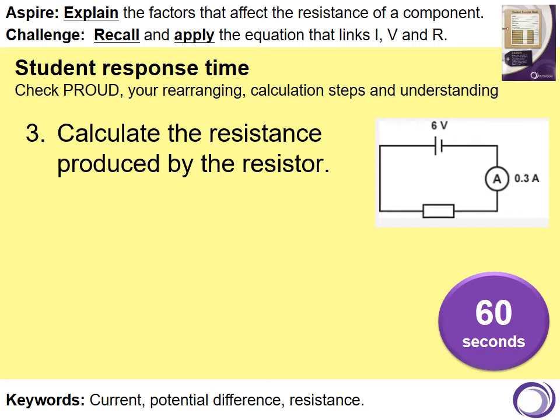Question number 3. Calculate the resistance produced by the resistor. So we've got volts there and we've got a current reading of 0.3 amps. So I'll give you a minute to attempt that question.